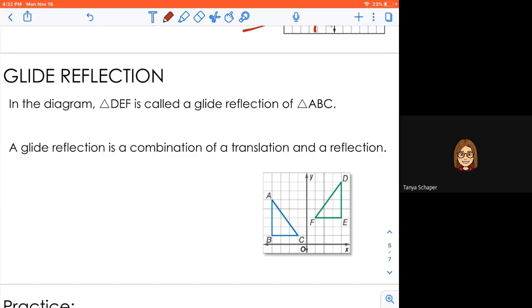A glide reflection. It's a combination of a translation and a reflection. We glide and we reflect. So we call it a glide reflection. So what this one does is it glides up, so it's now in this position. And then it reflects over the y-axis. That is what a glide reflection is, okay? So it's got 2 steps to it. We translate it and we reflect it.